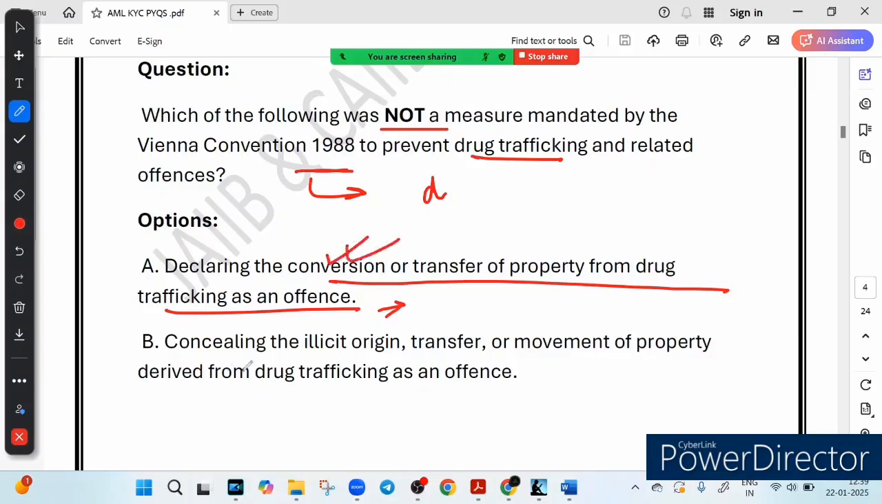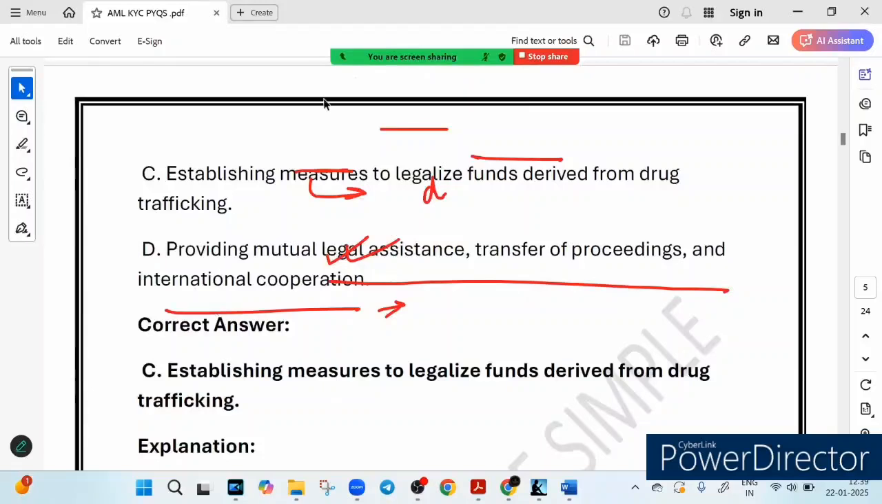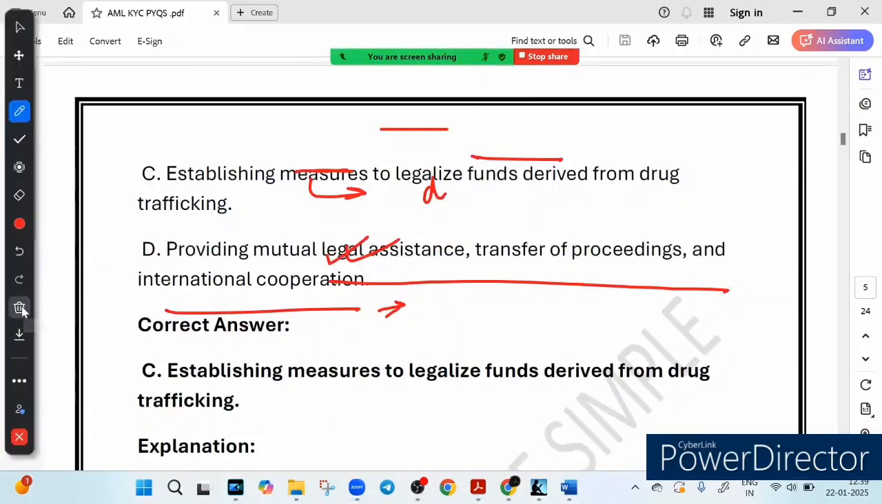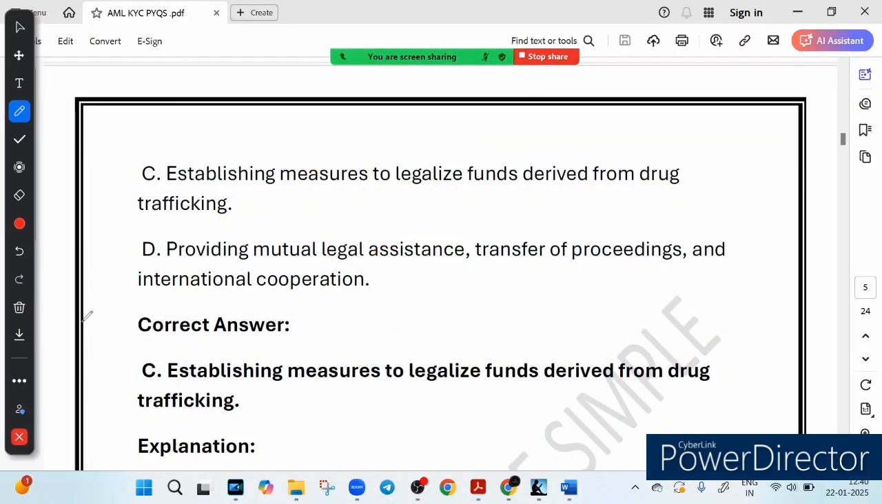Option B says concealing the illicit origin, transfer or movement of property derived from drug trafficking as an offense. See, absolutely right again. The idea was to make it a crime to hide where illegal money or property came from or how it is being moved around. Now let's see option number C. What does option number C say? Option number C says establishing measures to legalize funds derived from drug trafficking. What do you think? So this one is not true, because the convention was all about stopping the flow of illegal money, not making it legal. So any attempt to legitimize funds from drug trafficking was strictly against its objective.